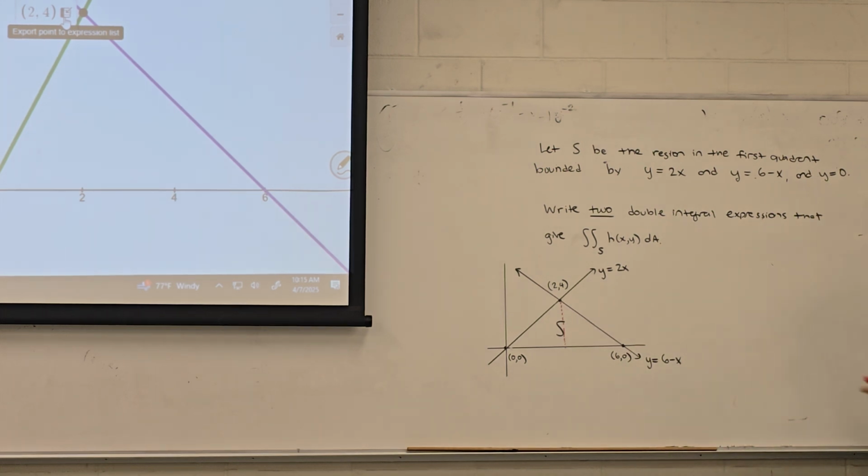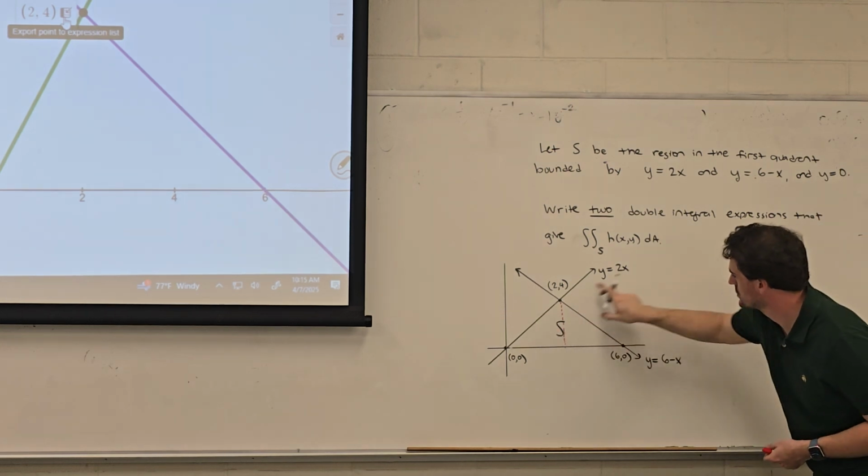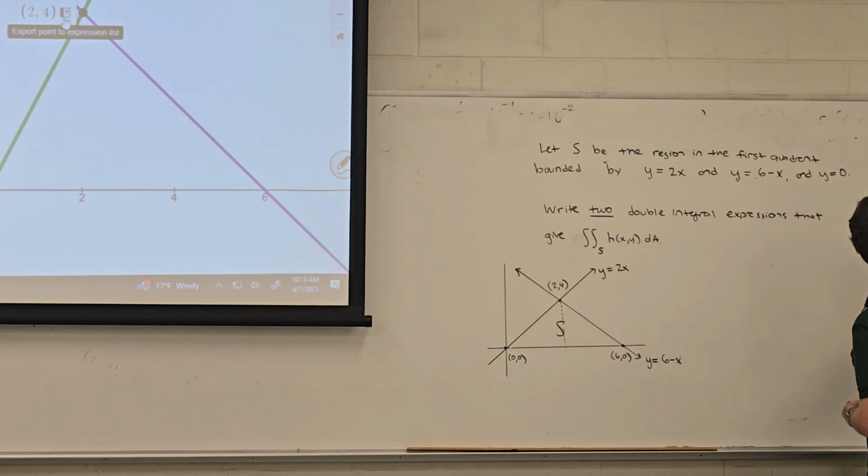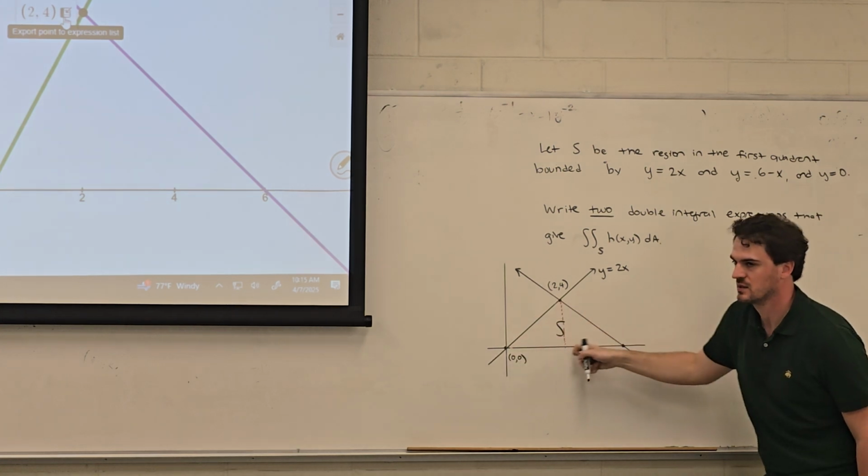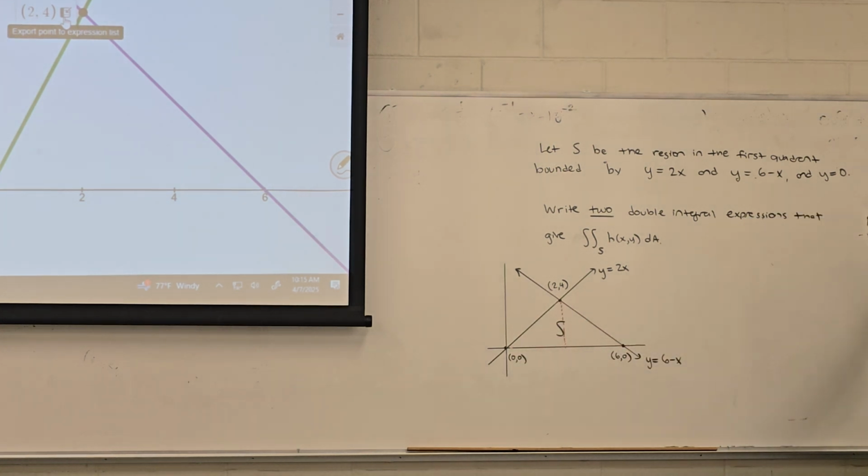So I'm going to do the integral from y equals 0 to y equals 2x, and integrate from what to what in the x direction? 0 to 2, because I want just this piece. Plus the integral from y equals 0 to y equals 6 minus x, from what to what? 2 to 6.